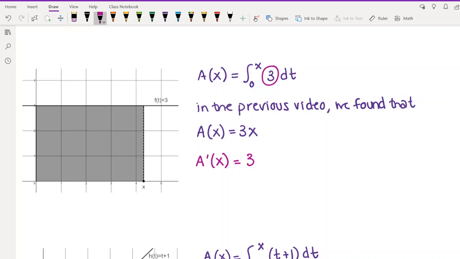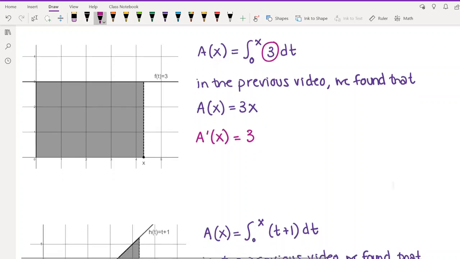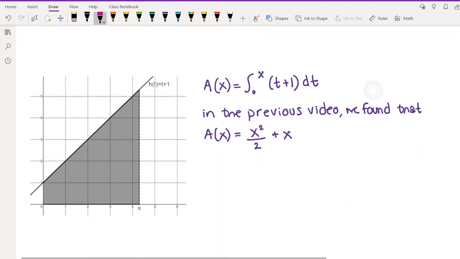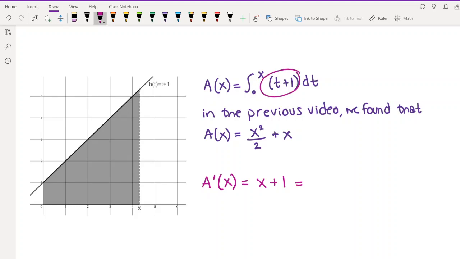And so in this case, that didn't happen because 3 is a constant, so there's no variable attached to it. So that issue didn't really come up. But in this case, if we take the derivative of our area function, so the derivative of x squared over 2, we bring that 2 down, and it cancels out with the 2 in the denominator, and we're left with just x, and then the derivative of x is 1. So we have x plus 1. So this is the same as the function that is inside of our integral.